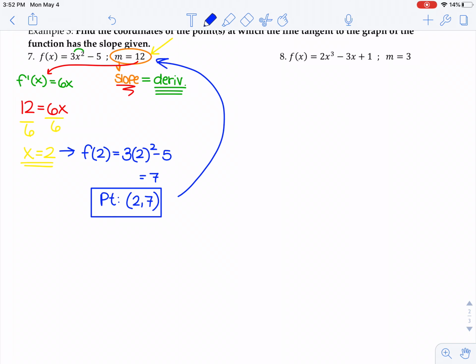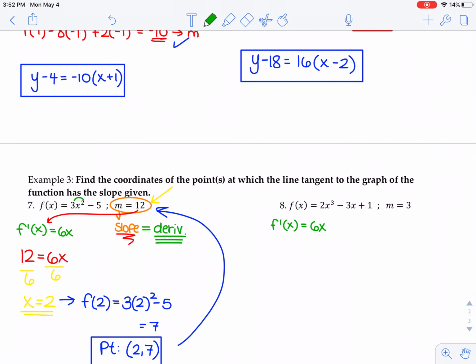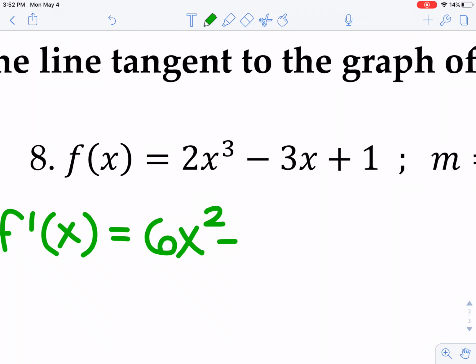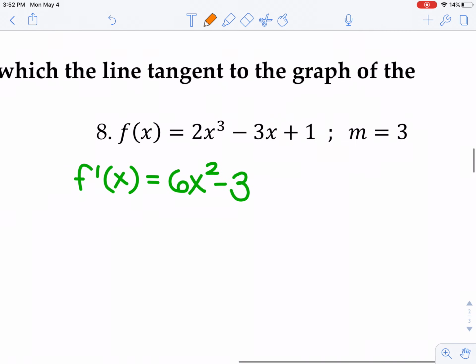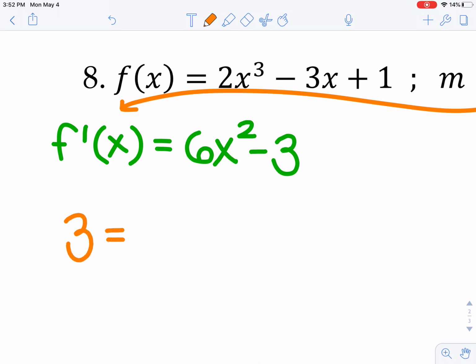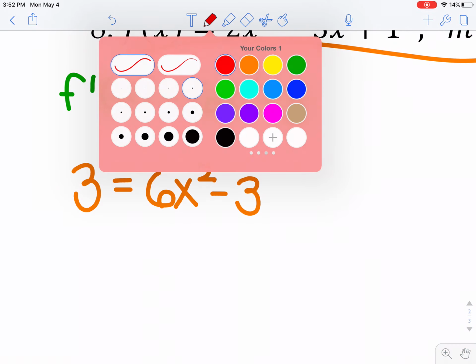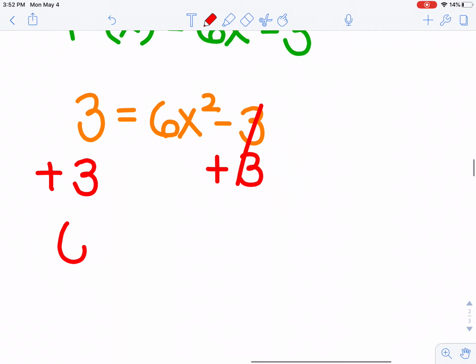That's the whole idea. All right, last problem to just solidify everything. Okay, find the derivative. 6x squared minus 3. Okay, now slope is 3. Plug in. 3 equals 6x squared minus 3. Solve for x. So I'm adding 3 over. I get 6 equals 6x squared.